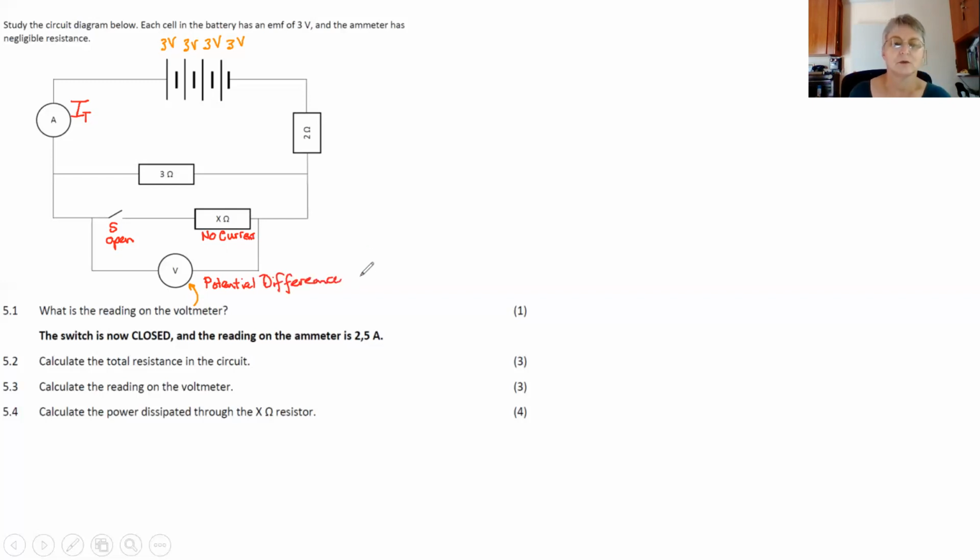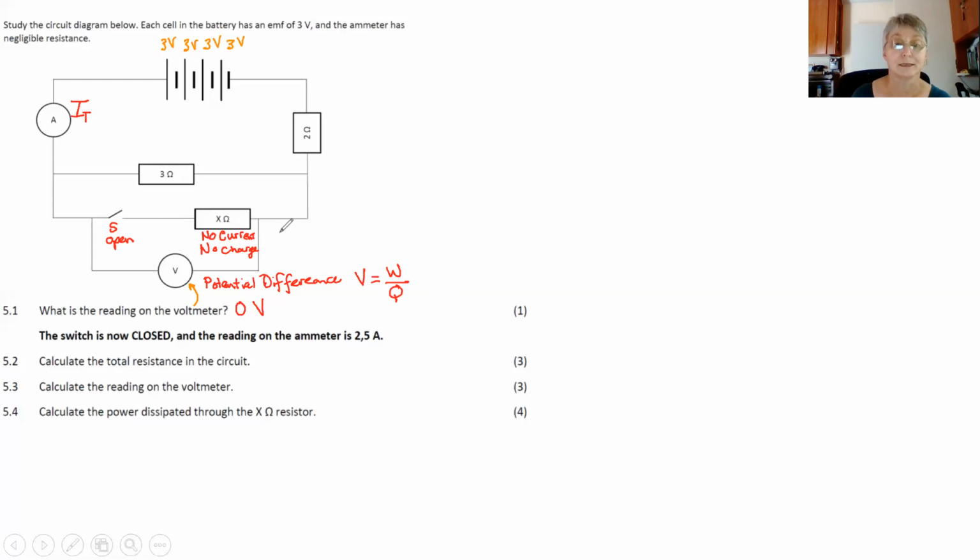And we could look at it in 2 ways. The potential difference is, by definition, the work done on moving charge from one point to another in a circuit. So if there's no charge moving through, there is no work done. So then the reading on this voltmeter would be 0 volts.